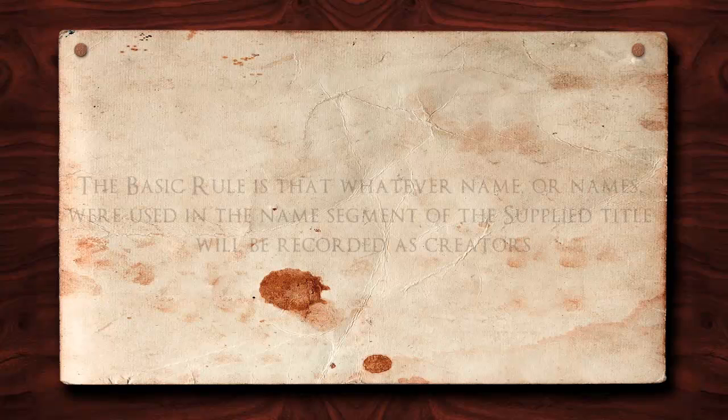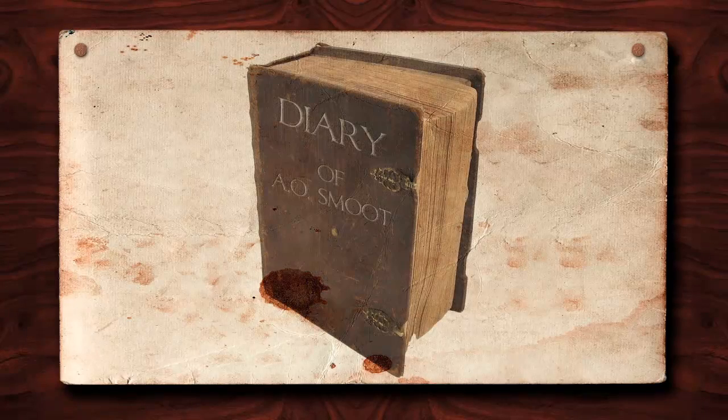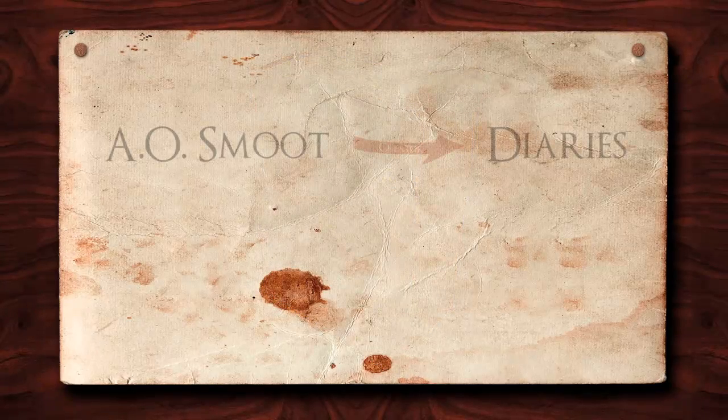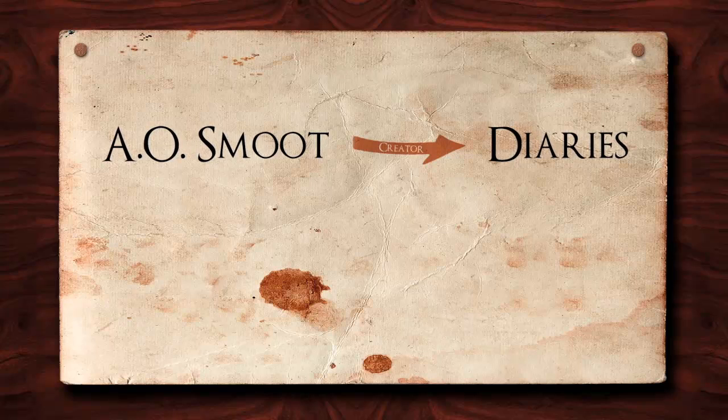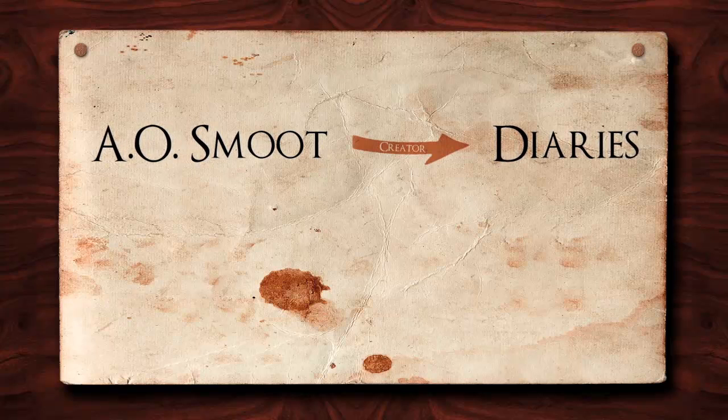In effect, the basic rule is that whatever name or names were used in the name segment of the supplied title will be recorded as creators. For example, with the A.O. Smoot Diaries, the authority record for A.O. Smoot would be linked to the descriptive record as the creator of the diaries. Similarly, the Department of History is linked as the creator of its records.